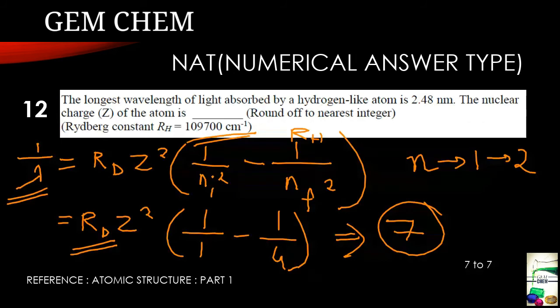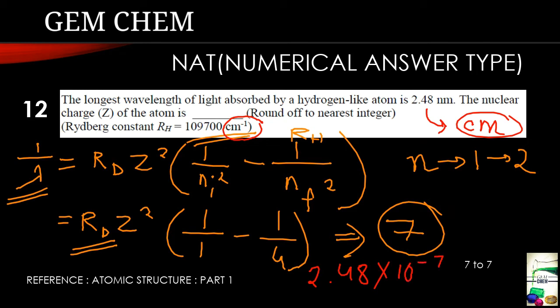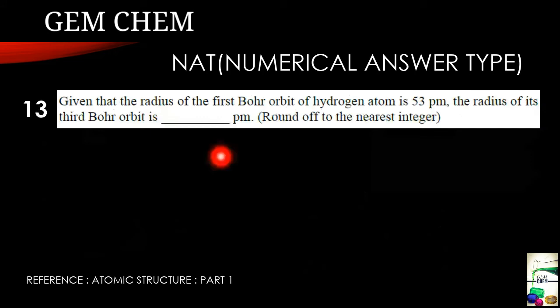An important thing is that since it is given in nanometer, we have to convert it to centimeter, because always remember here it is centimeter inverse. So this must be converted into centimeter by taking it as 2.48 into 10 to the power minus 7 centimeter.